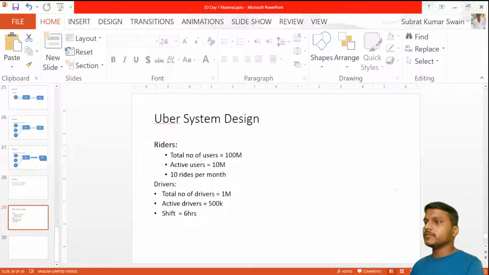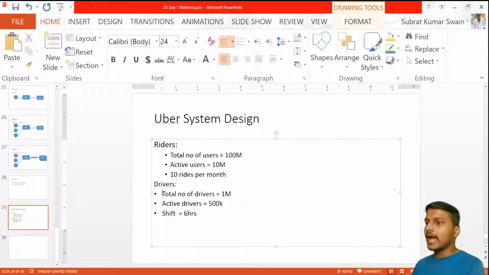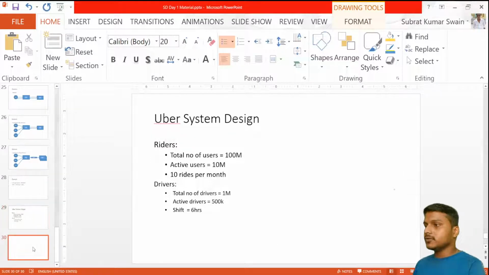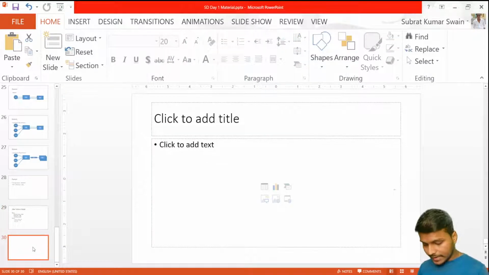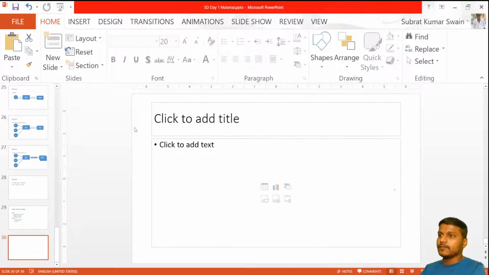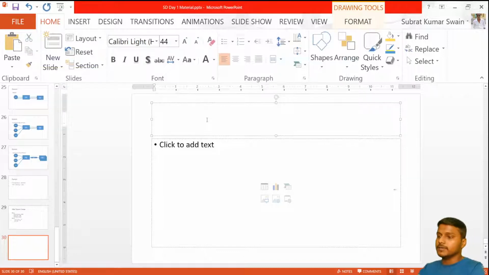So this is the information we have. These are the numbers I would say we have right now for the total drivers and riders. The next thing which I want to discuss, I have listed down already, guys. Many things here I have listed down. So first, let's design the drivers part. Let's discuss the driver side of design, then we'll come to the rider side of design.